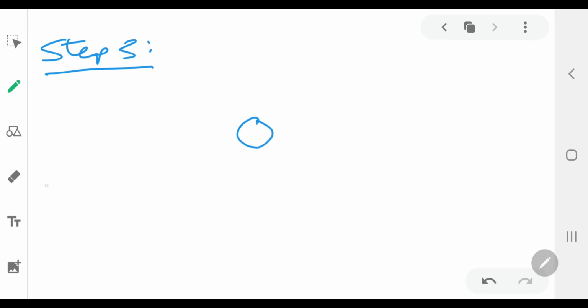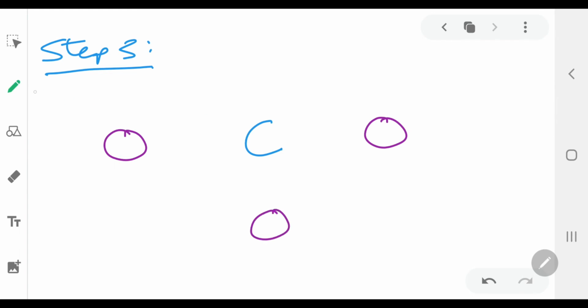You have carbon, followed by oxygen, oxygen, and oxygen. We do know that the oxygen atoms have 2 lone pairs each of them. I'm just going to draw the lone pairs here slightly.